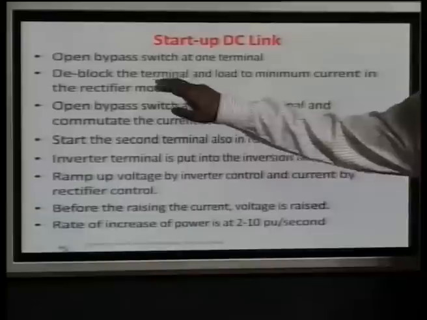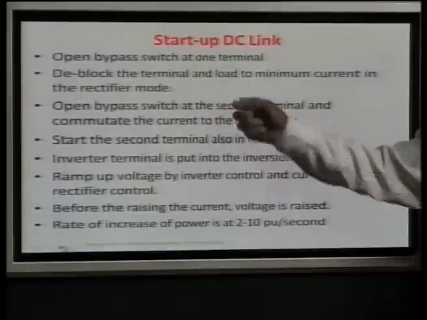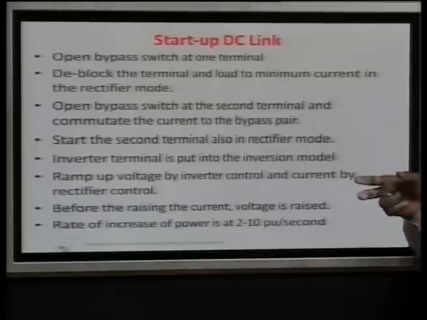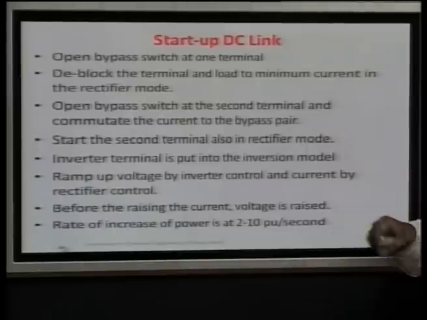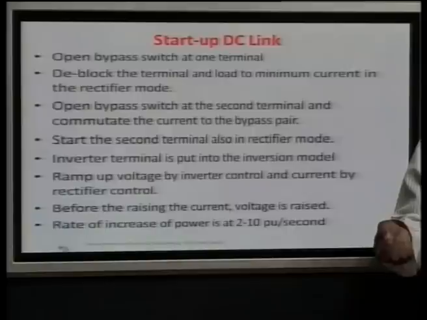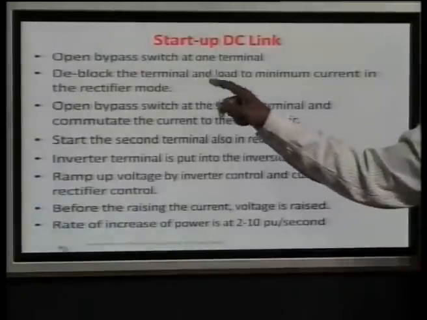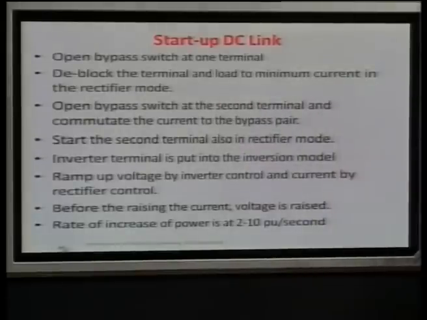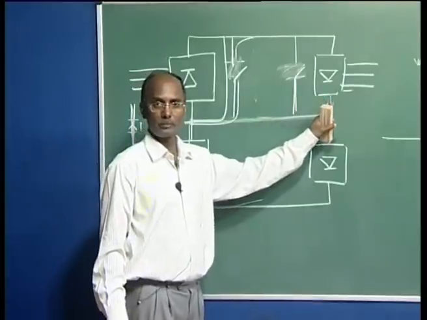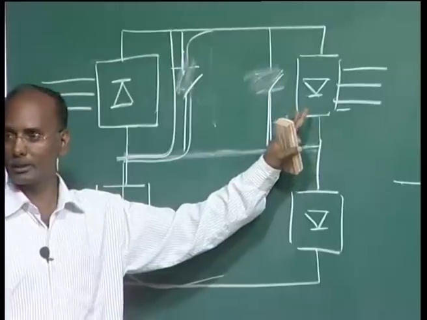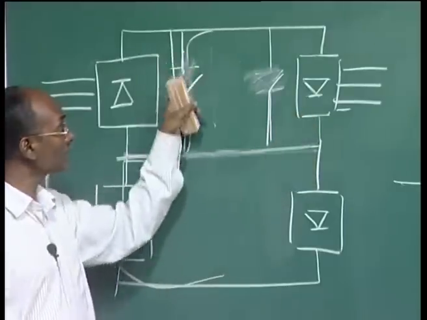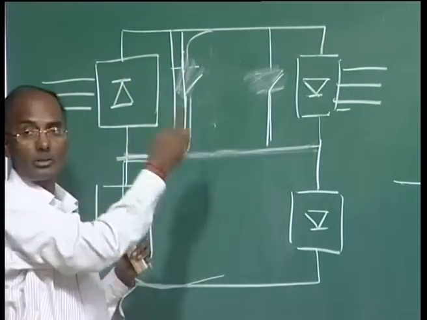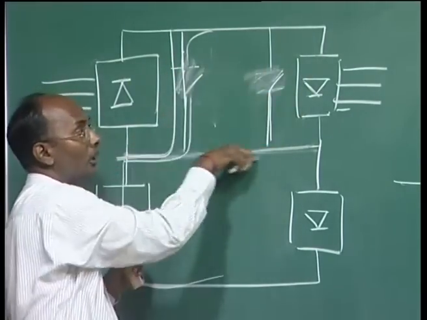So, deblock the terminal. The terminal was blocked, meaning there was no firing pulse, all the gate pulses were blocked. Now you start giving the gate pulses to the valves. So, deblock the terminal and load to the minimum current in the rectifier mode. Now, you have to operate this as a rectifier. This switch is still closed, we are not opening this one, and then the current has to flow here.